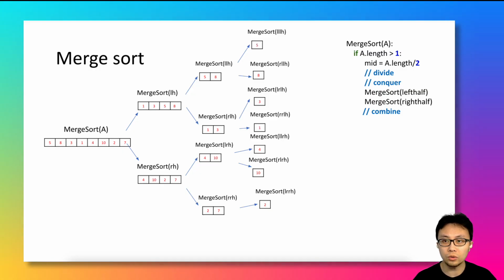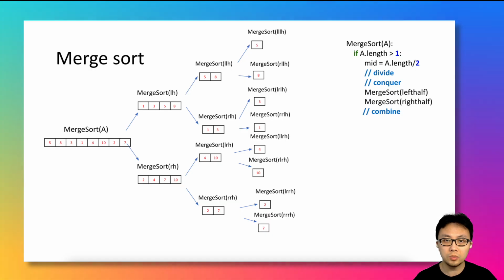Then merge sort will be triggered on the two element array, 2 and 7, before you end up with two single element arrays, 2 and 7. Then you will merge them, or say sort them into 2 and 7. After that, you will combine, or say merge the two element arrays, 4, 10 and 2, 7, so it will become 2, 4, 7, 10.